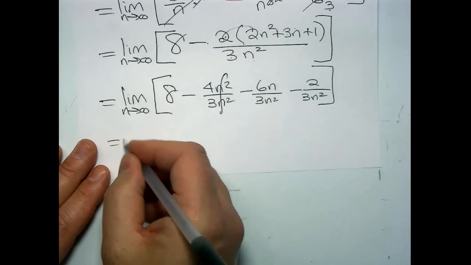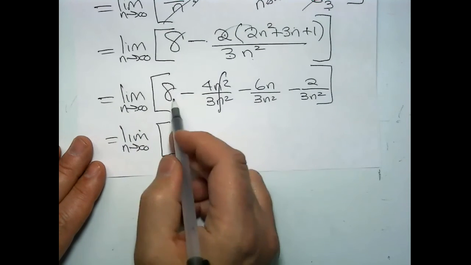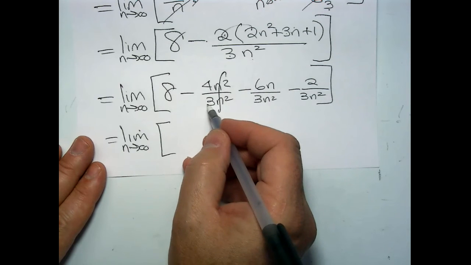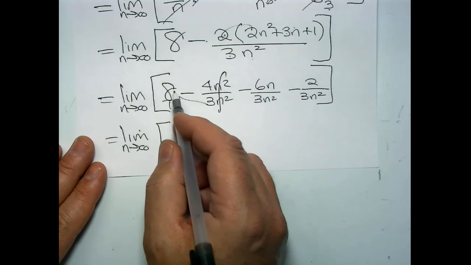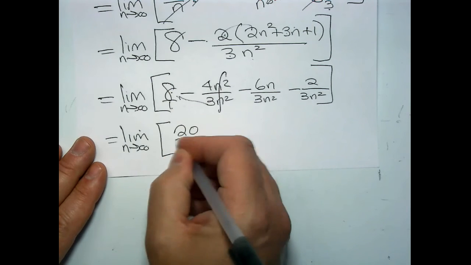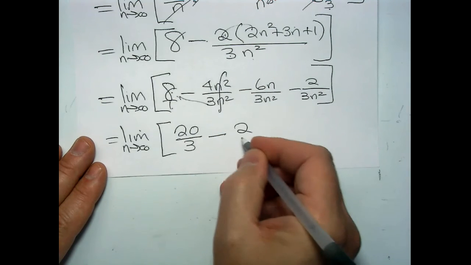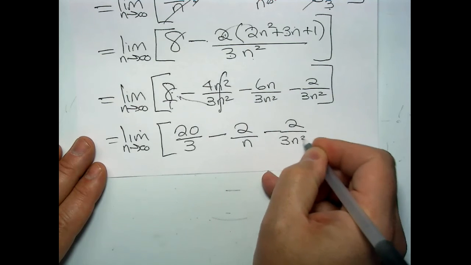Well, let's see where we're at here. The limit as n is pushed to infinity of, well, let's do this, 8 minus 4/3. That's just a number. And maybe a good way to do that is to do 8 over 1 and make it 24 over 3. That's going to be 20/3. Minus 6 over 3 is 2 over n. Minus 2 over 3n squared.